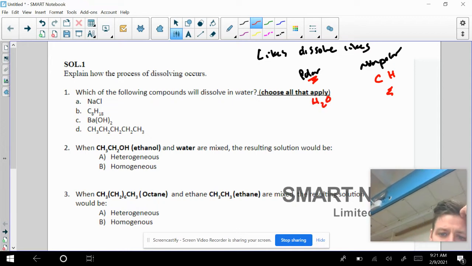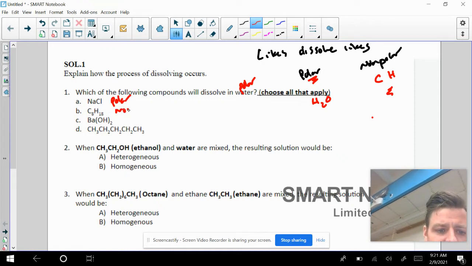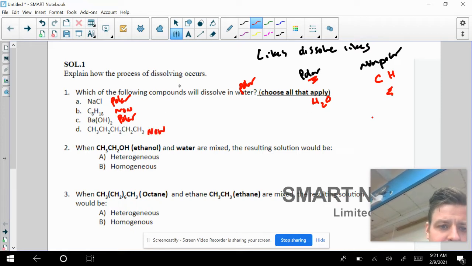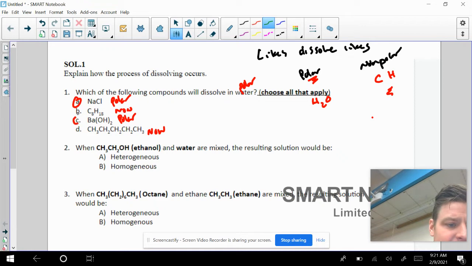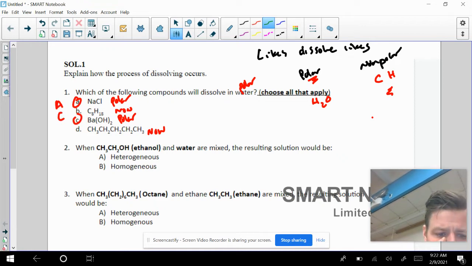All right, so which of the following will dissolve in water? Water is polar, so we have to find all the polar ones. NaCl is an ionic compound, so that's polar. This one is just carbon and hydrogen, so it's non-polar. Barium hydroxide is polar because it's ionic. And this one is non-polar because it's just carbon and hydrogen. So we're going to go with A and C as the answers.